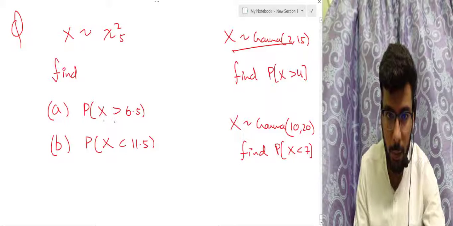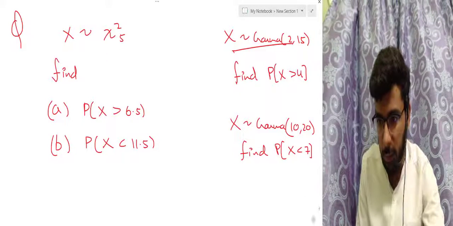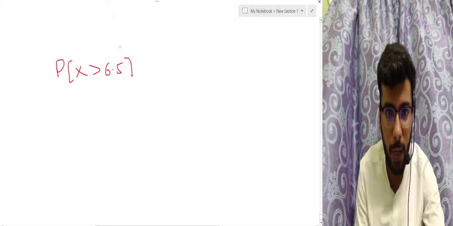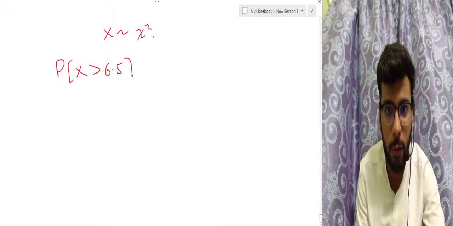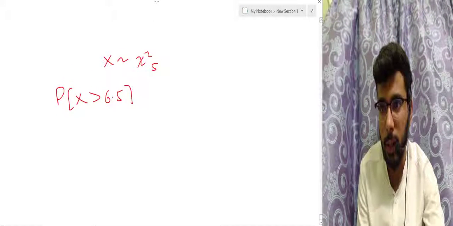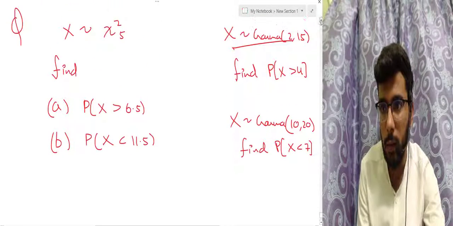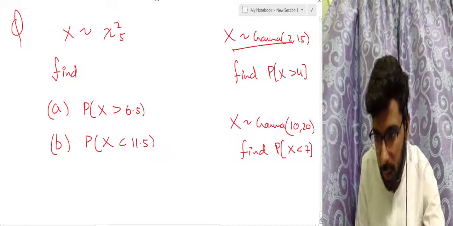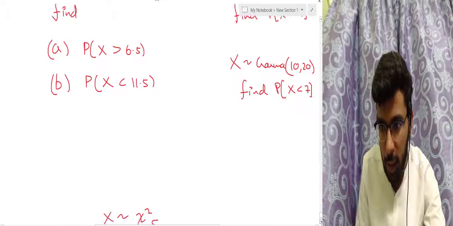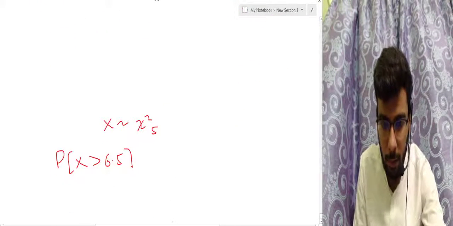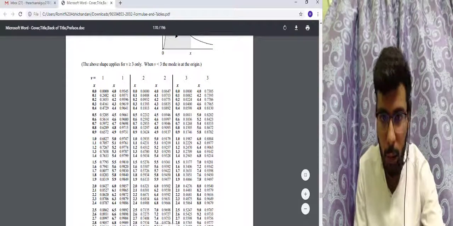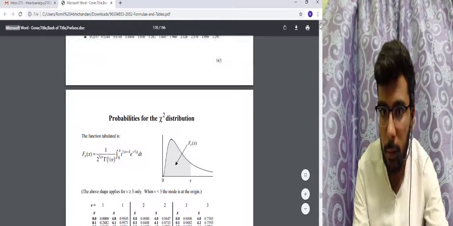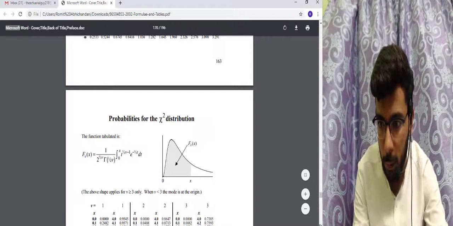So chi-square first. Probability x is greater than 6.5, where x has a chi-square distribution with 5 degrees of freedom, right? That was the number of degrees of freedom? Yeah. Okay, perfect. So how does that work for me? Here these probabilities are given in the tables. So if you go to the tables, I'll just switch to the tables. These are the actuarial tables, and this is page number 164.